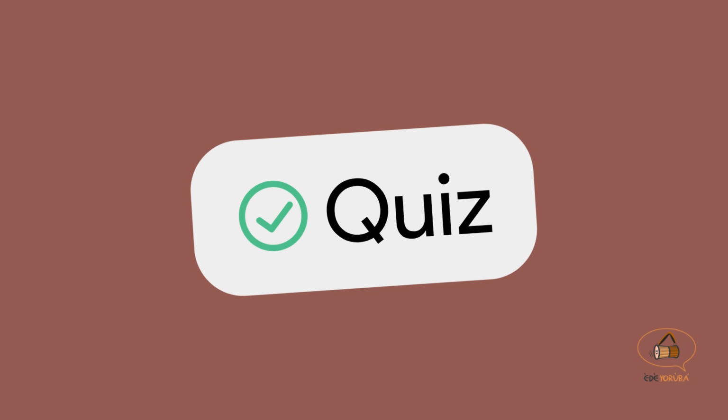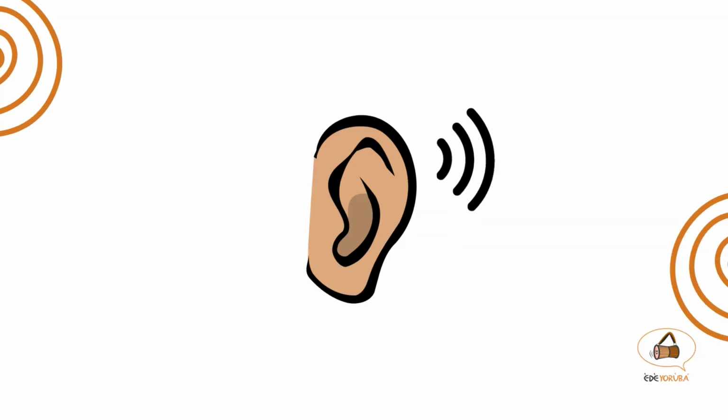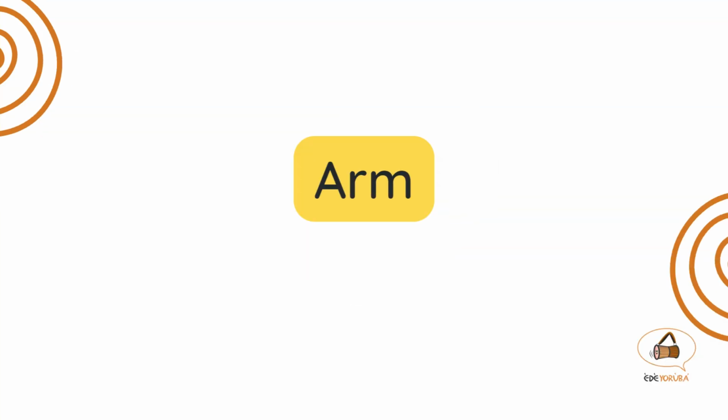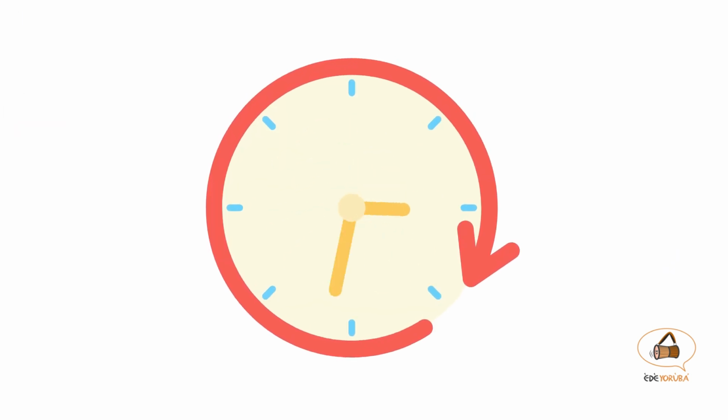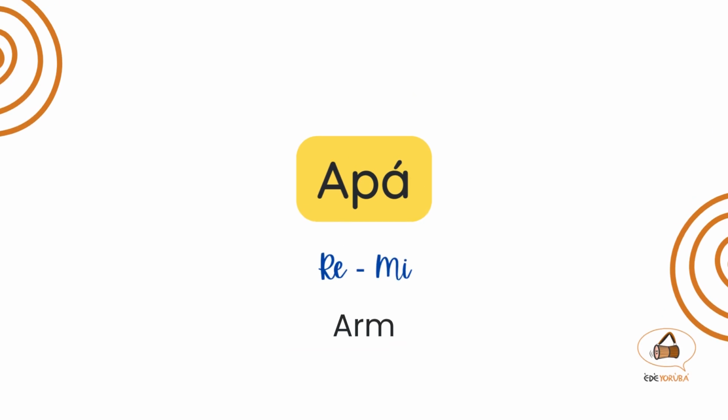Now, quiz time. We're going to have a go at doing some quizzes, just to test yourself really. You might find these a bit difficult, but don't worry, just try to see what you can do. So what I'm going to do is I'm going to say the word in Yoruba first. Then I'll say it a second time, showing on the screen the word and what it means in English. And then you have 3 seconds to try to see how it will be written with the tone marks in the right places. Are you ready? Let's go. Apa. Apa, re, mi. This means arm. Next one.